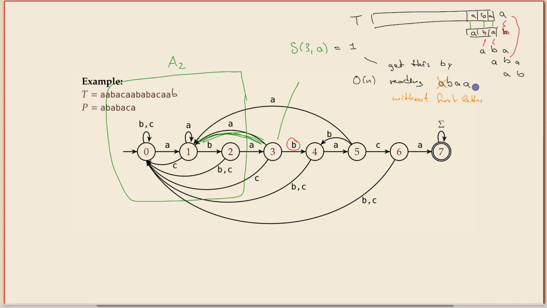So we take BAA and look where the automaton A2 ends up after reading BAA. If we start in 0, we read a B, still in 0. We read an A to go to 1, and we read another A, we're still in 1. So that's our result.